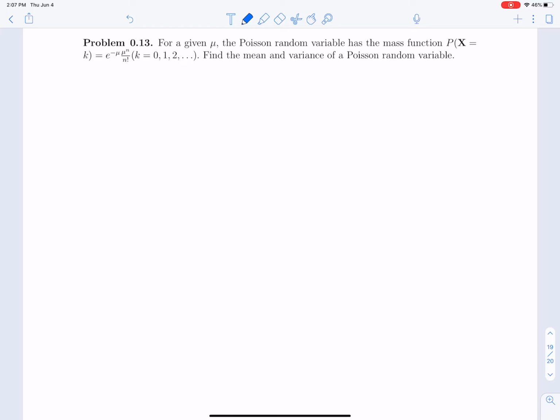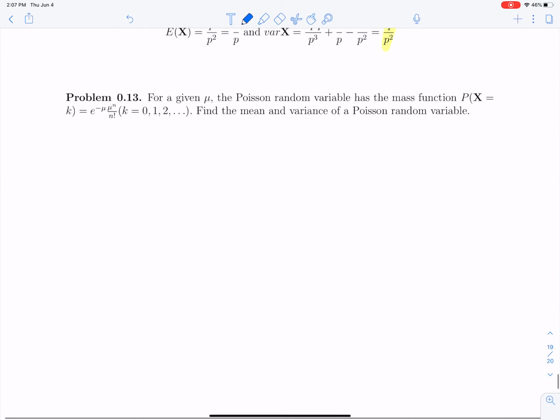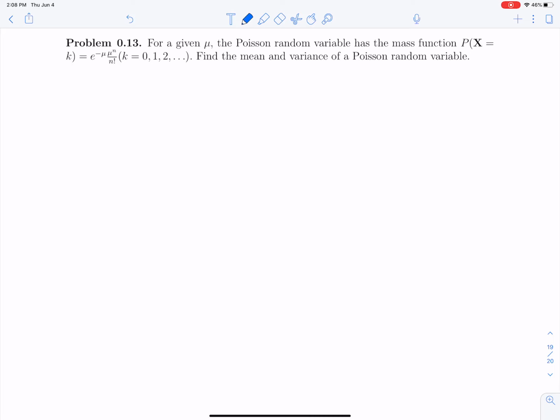So for a given mean, the Poisson, that's how you pronounce it, random variable, has the mass function P(X = k). Don't worry about what a Poisson random variable is. It's not that important to the following chapters. Okay, so it's e to the negative mu times mu to the n over n factorial, and this is for all k that are non-negative. So we're going to find the mean and variance of a Poisson random variable.